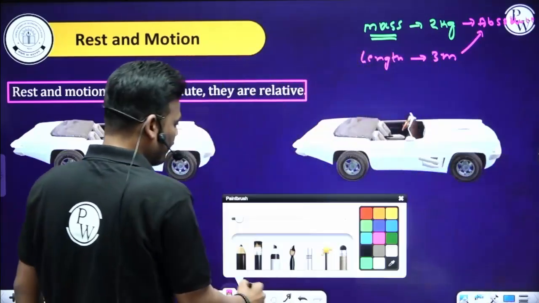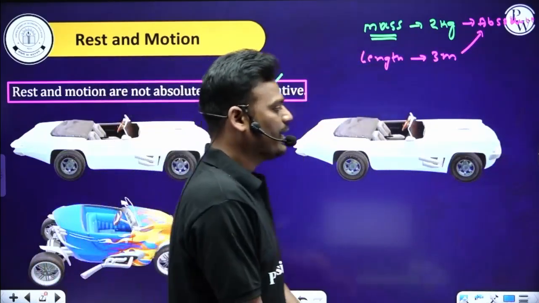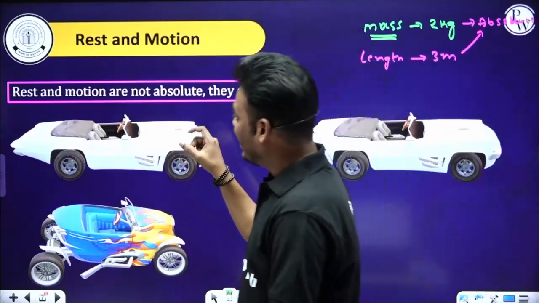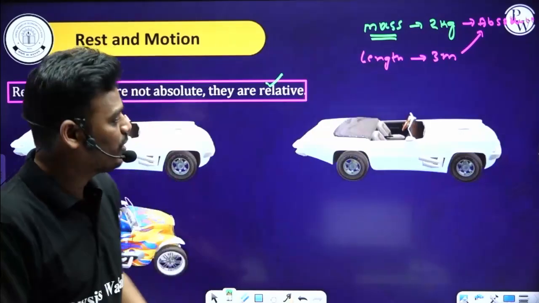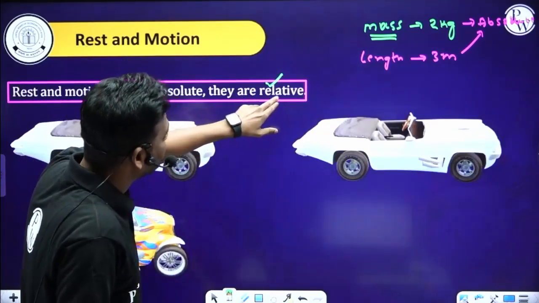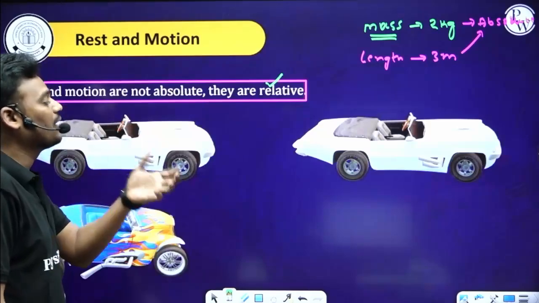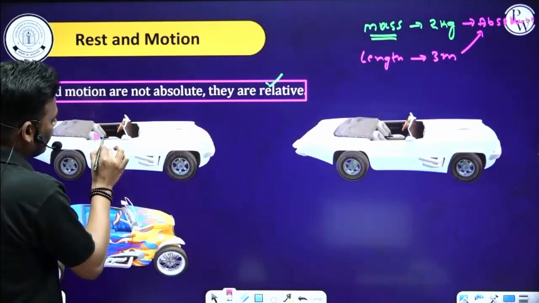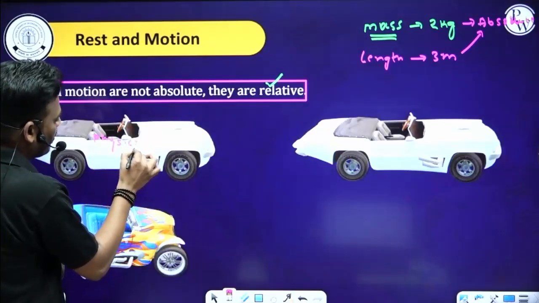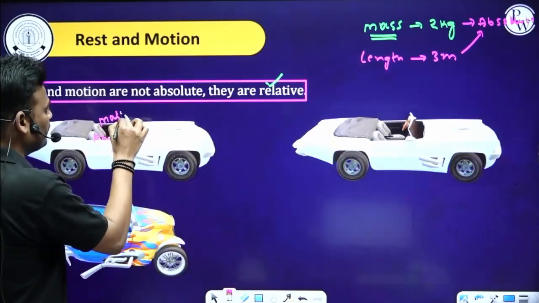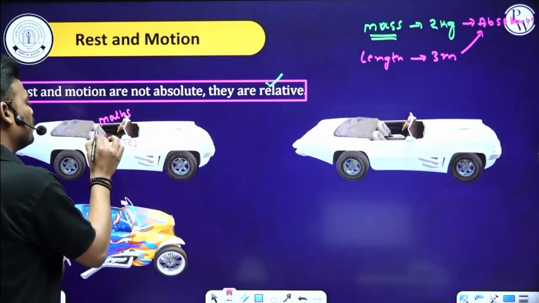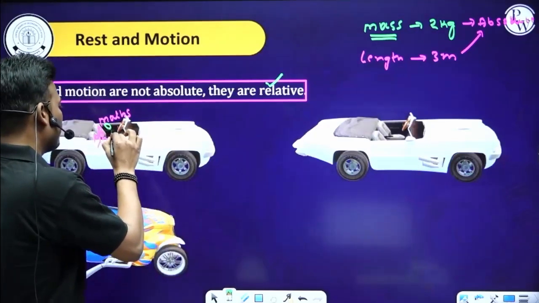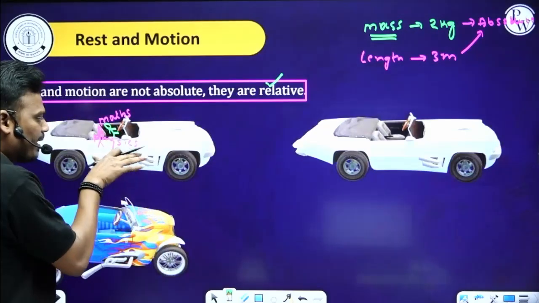Then what about the relative? Let's consider an example to understand what this relative is. Rest and motion are relative. So you and your friend, let's consider physics and maths. Both are friends, traveling in a car.